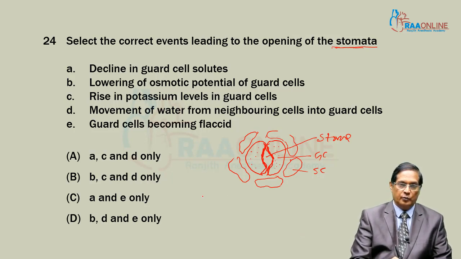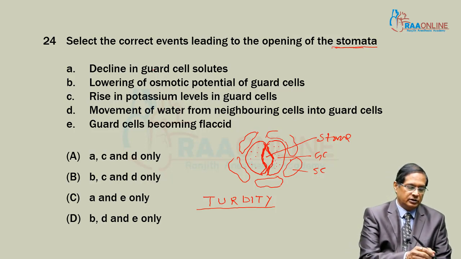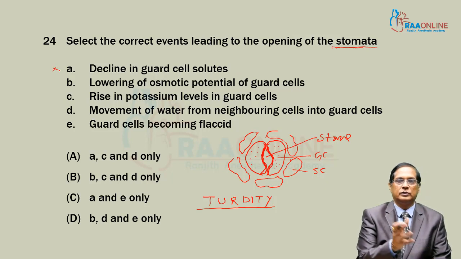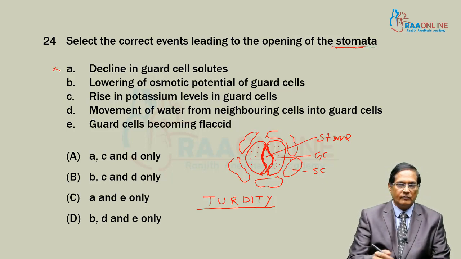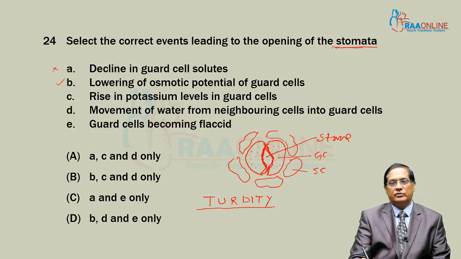For opening, turgidity is essential. When guard cells are turgid, then only the stoma opens. So let's see. Decline in solute, wrong. If solutes are more, then only guard cells get water. Lowering the osmotic potential of guard cell, yes, right, because of the entry of water, osmotic potential declines.